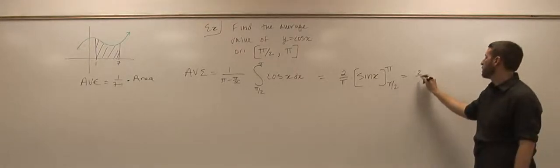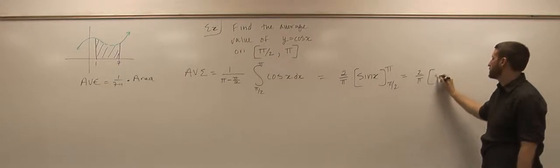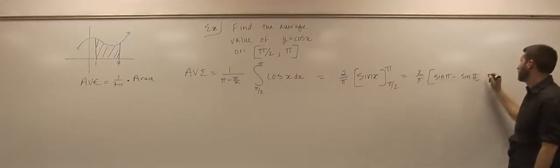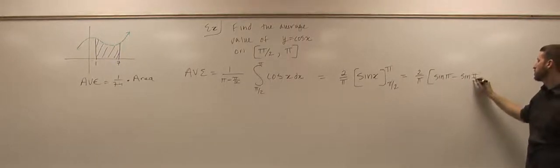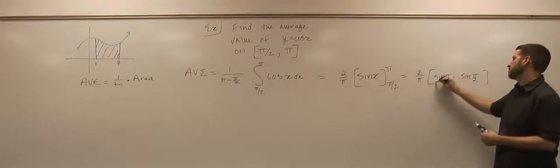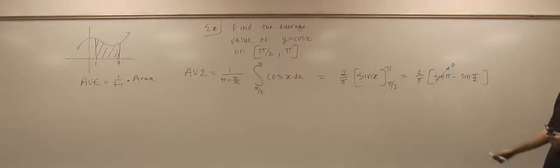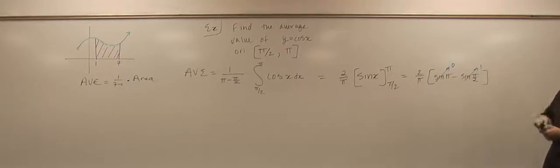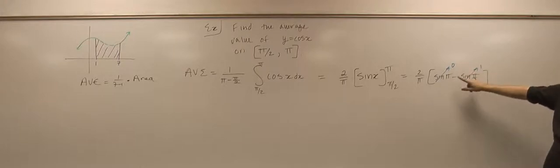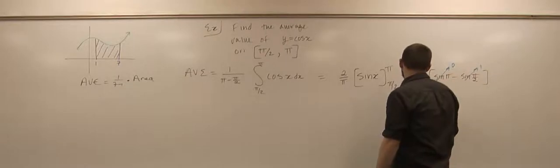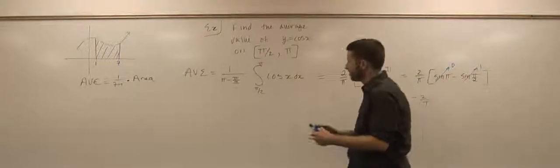This will be 2 over pi times sine of pi minus sine of pi over 2. Sine of pi is 0, because your y value at pi is 0. Sine of pi over 2 is 1. But it's a minus, because you're subtracting the bottom limit, so it's a minus 1 altogether. Negative 2 over pi.